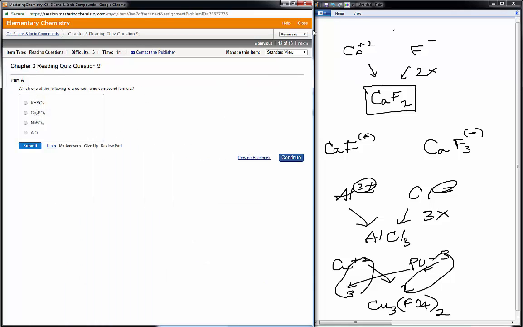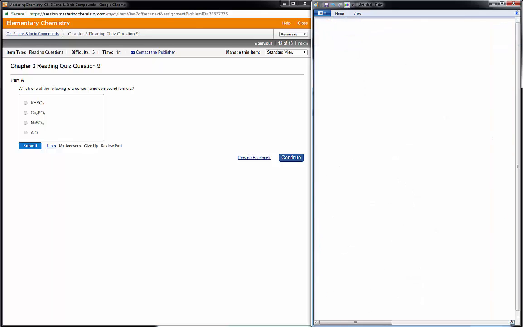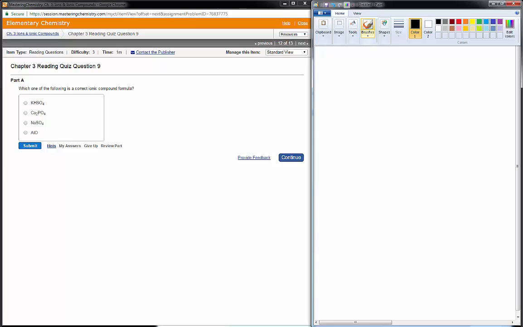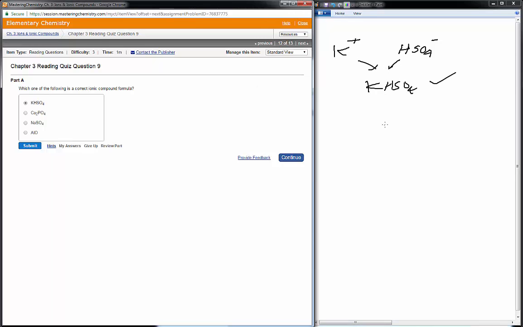Next, which one of the following is a correct ionic formula? That means that 3 of those 4 are incorrect. Let's have a look. We look at our periodic table. We know that potassium's in group 1, so K has a charge of +1. And hydrogen sulfate is one of our polyatomic ions that we memorize, and it has a charge of -1, so I'm going to need one of each. That would be KHSO4. That looks good. So that might be it.